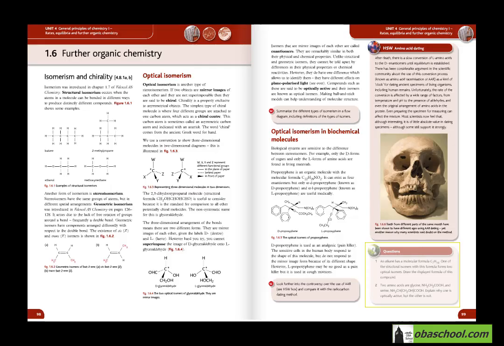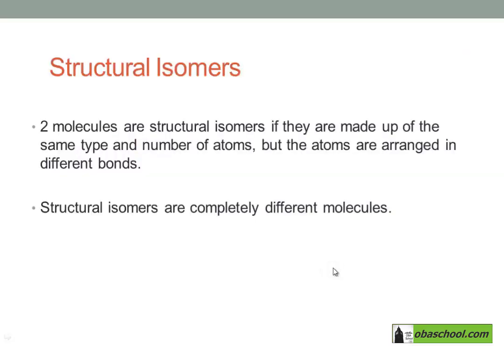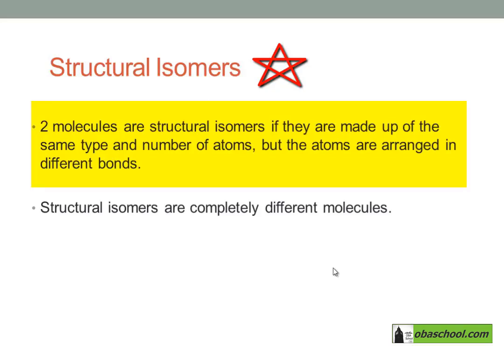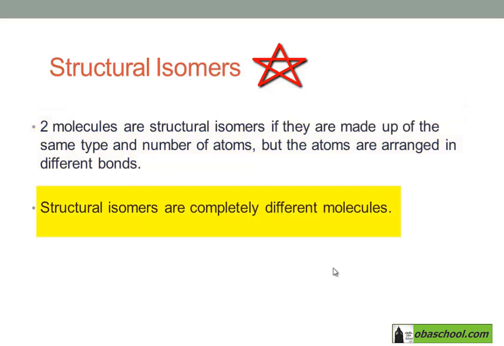In the book, on page 98, in the chapter of Further Organic Chemistry, we are going to study isomers. First of all, we have structural isomers. Two molecules are structural isomers if they are made up of the same type and number of atoms, but these atoms are arranged in different bonds. Although they have the similarities of the type and number of atoms, they are completely different molecules just because of their different arrangement.